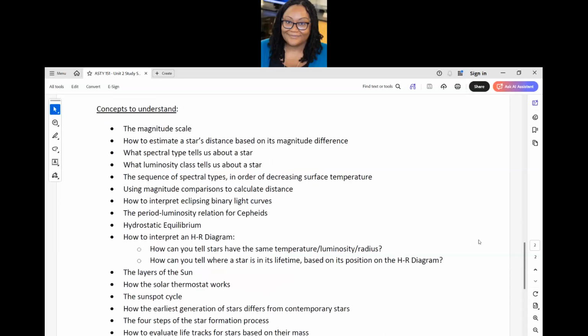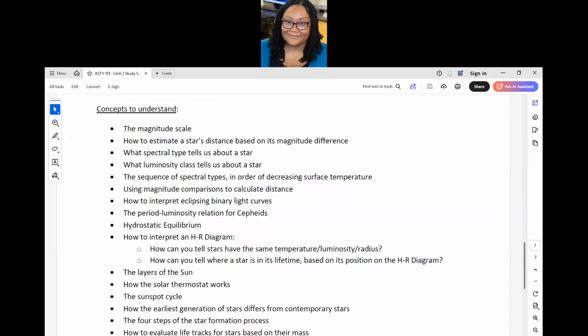Moving on to concepts to understand: the magnitude scale and how to estimate a star's distance based on magnitude difference. These things are both associated with Lab 5, so I'm not going to ask you to go through the calculation on the exam, but just what each step means and how it gets us to the distance of a star, what spectral type tells us and what luminosity class tells us.